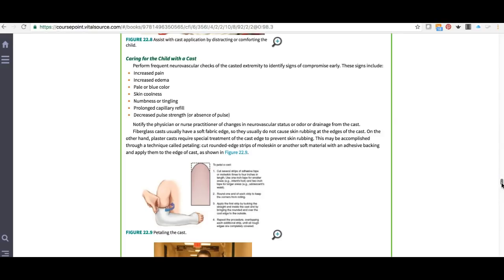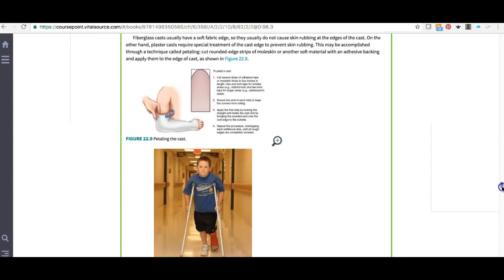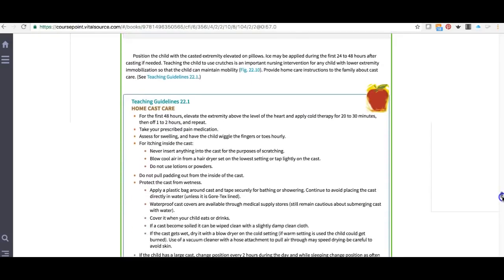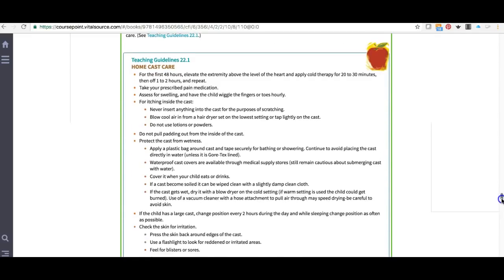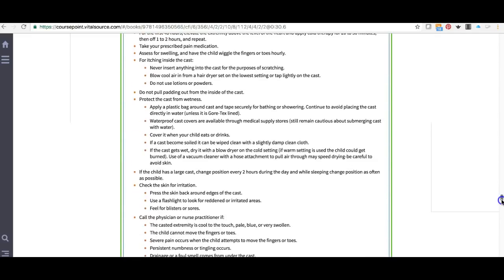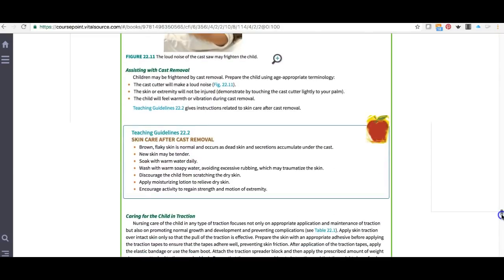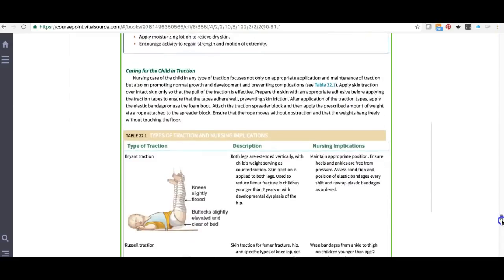Assessment is very, very, very important post-casting. Now, if they get a cast and they go home, you're not going to be there to assess. So you've got to do teaching with the parents on this section as well. All right, there's a little guy on crutches. Home cast care. There you go. Big, long list of things to teach. Cast removal, that's usually done in the office.